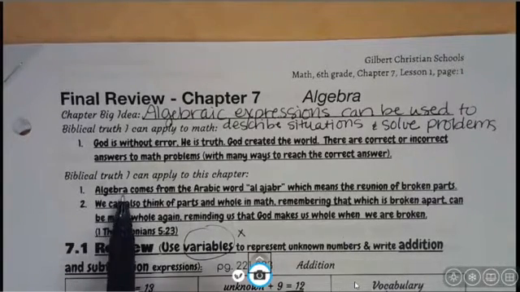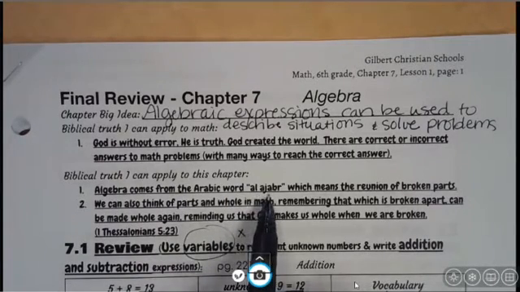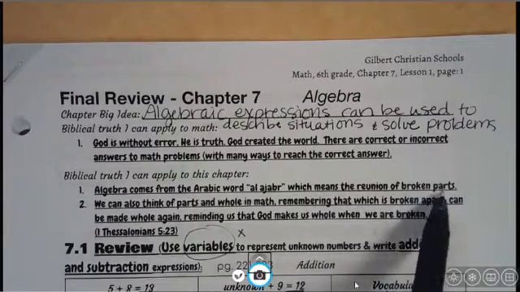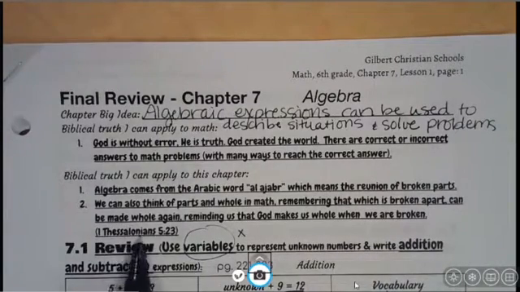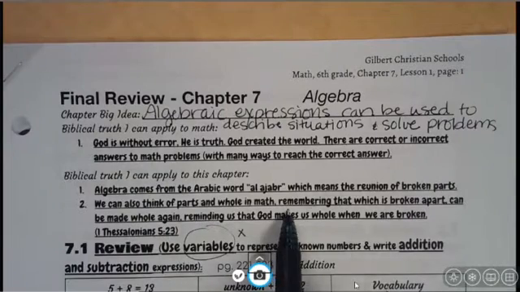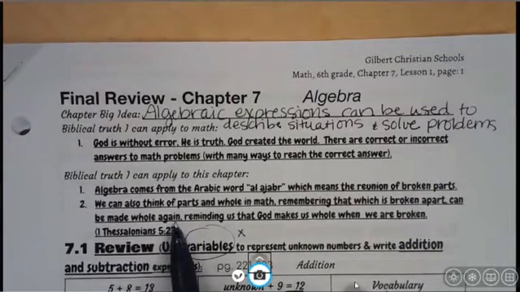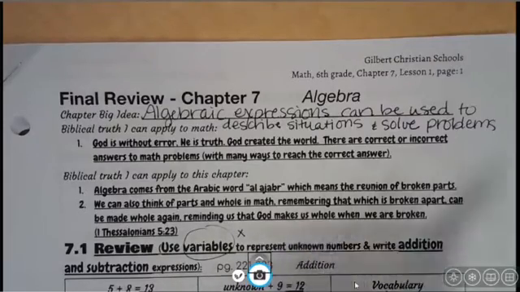The biblical truth that we can apply also is that algebra comes from the Arabic word algebra, which means the reunion of broken parts. In 1 Thessalonians 5:23, it reminds us that we have parts and wholes in math, but then that verse specifically reminds us that that which is broken apart can be made whole again, reminding us that God makes us whole when we're broken.